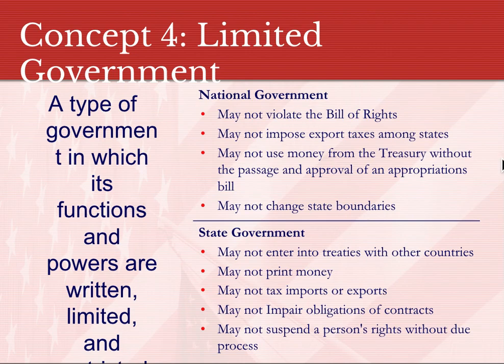Some examples of these are that the national government cannot violate the Bill of Rights, may not impose export taxes on each state, and may not change state boundaries. State governments, on the other hand, cannot print money, may not tax imports or exports, and may not suspend a person's rights without due process.